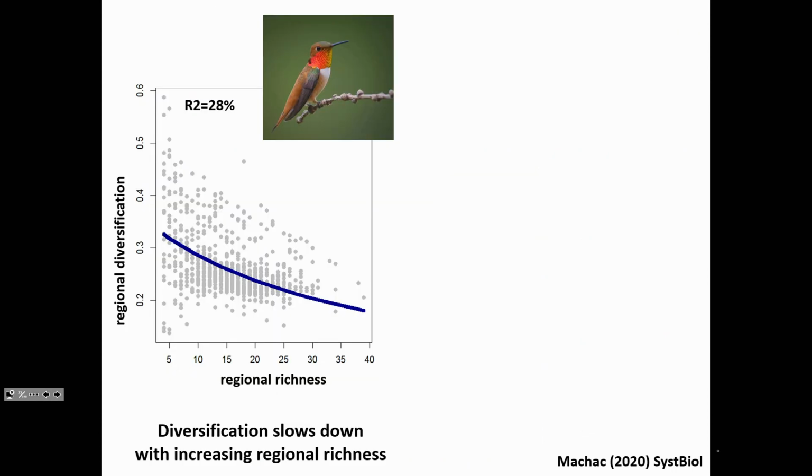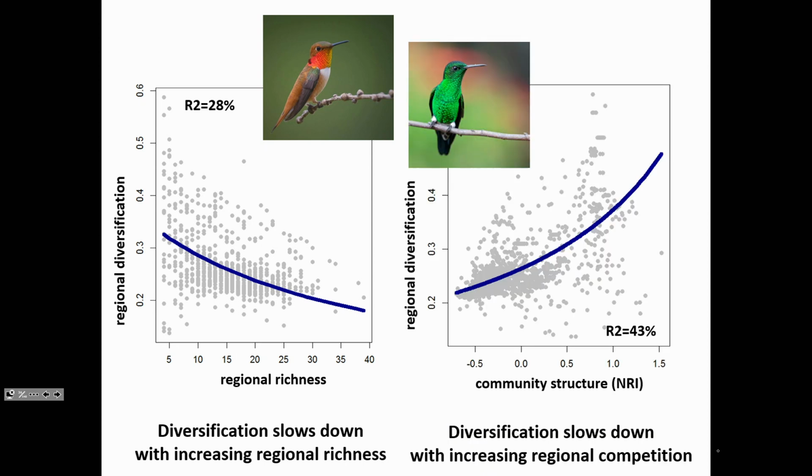Right? We can depict the same results like this, where we have the diversification rate within the region at present and the regional richness within the region at present. And you see that the more species in the region, the slower the accumulation of new species in the region. There is a negative relationship.